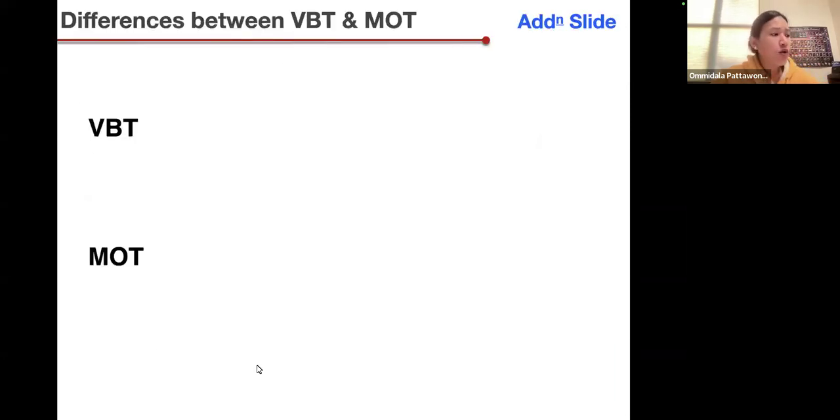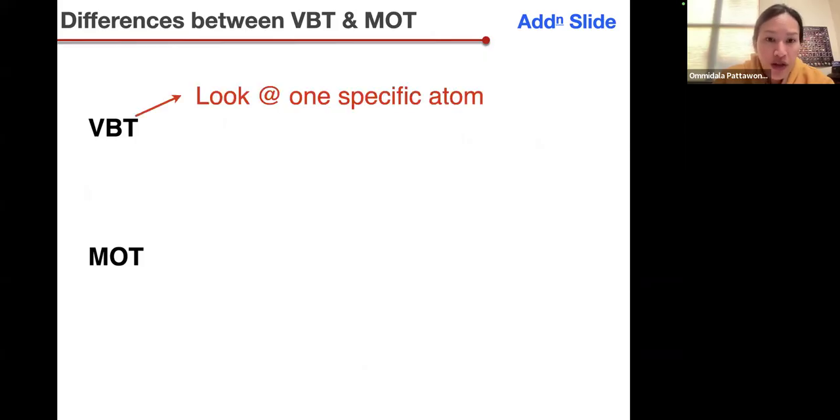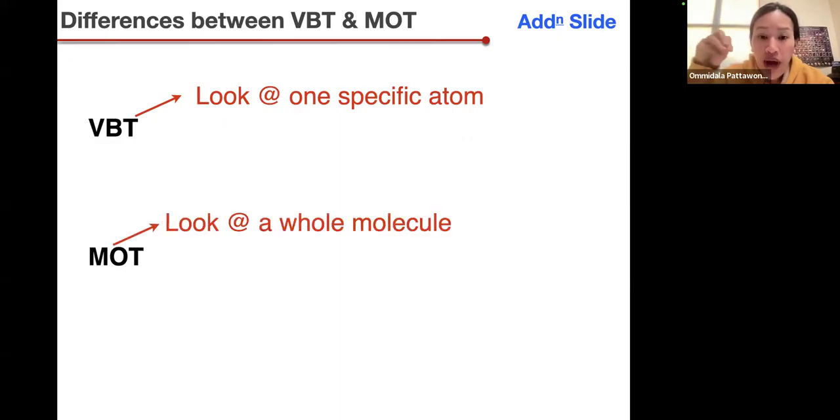First, before we start, let's take a look at the difference between valence bond theory and molecular orbital theory. In valence bond theory, we look at one specific atom, similar to my previous video, when we were looking at just carbon, just hydrogen, just nitrogen or just oxygen. But in molecular orbital theory, we are going to look at the whole molecule, every single atom within the molecule. We are going to use all of their atomic orbitals in this theory.